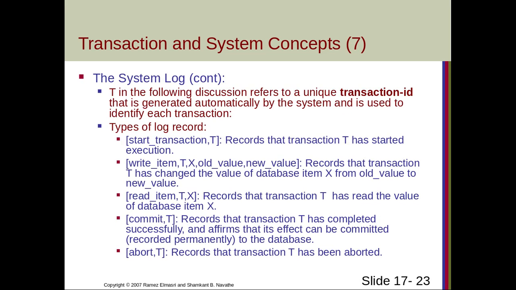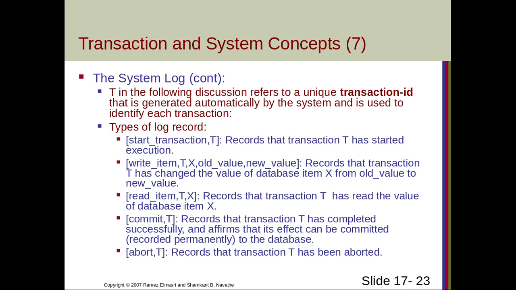Then, in the system log, T in the following discussion refers to the transaction ID that is generally generated automatically by the system and is used to identify each transaction. That means a transaction ID should be there for each transaction. Then in the log you have records like start transaction T. That means a record that the transaction T has started execution.